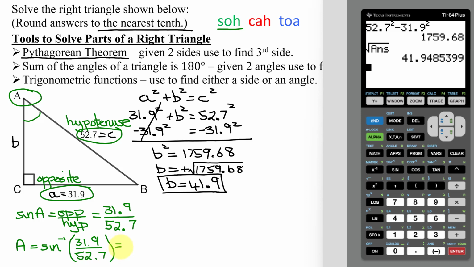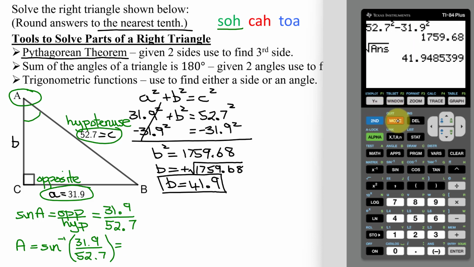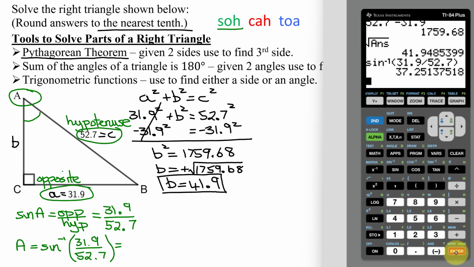So going to my calculator, the first thing I need to do is check the mode. The calculator is already in degrees, that's fine. So go back to the home screen by getting quit, which is second mode. And now I need to put this in the calculator. The inverse sine key is in blue above the sine key. So you hit second sine. There's my inverse sine or arc sine function of 31.9 divided by 52.7, close parentheses, hit enter.